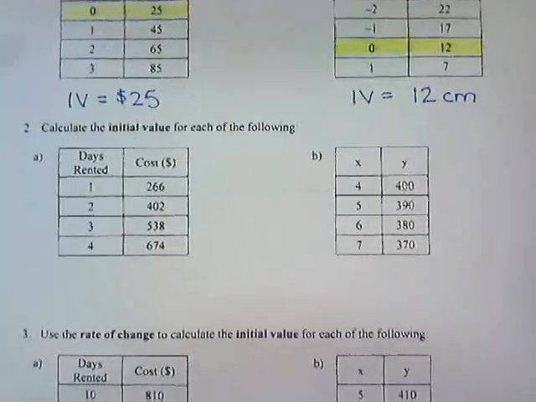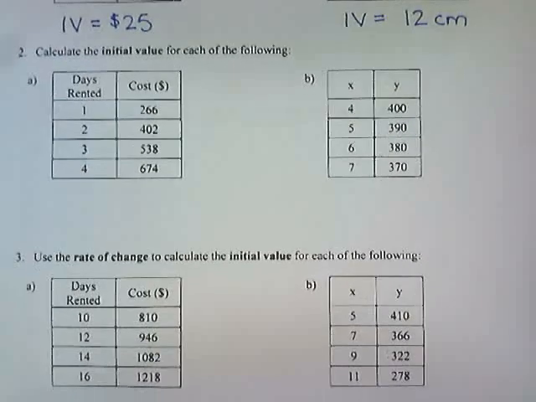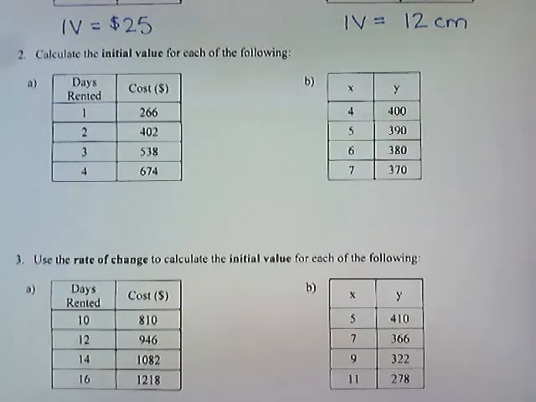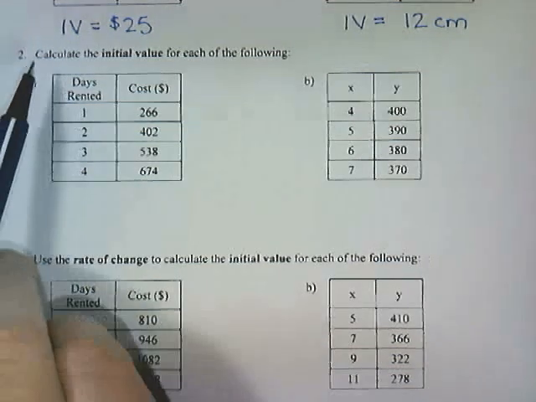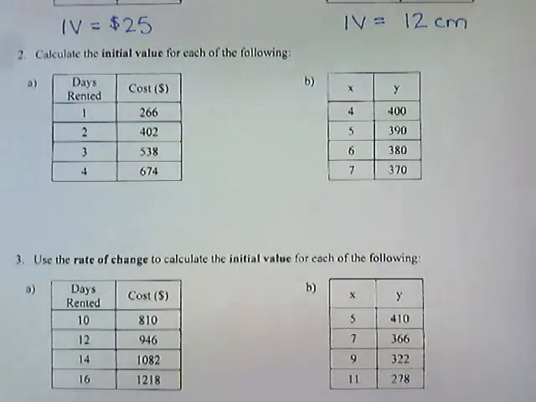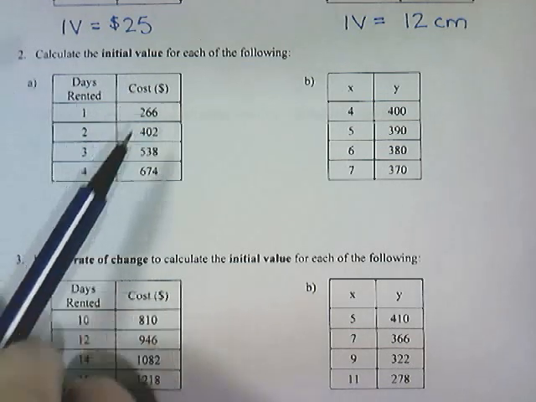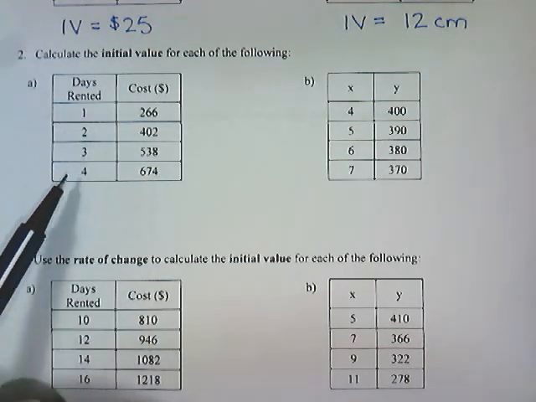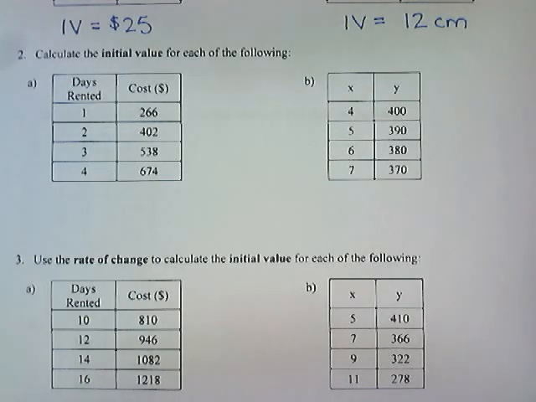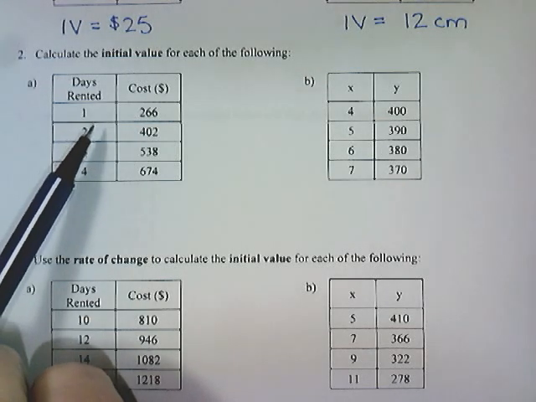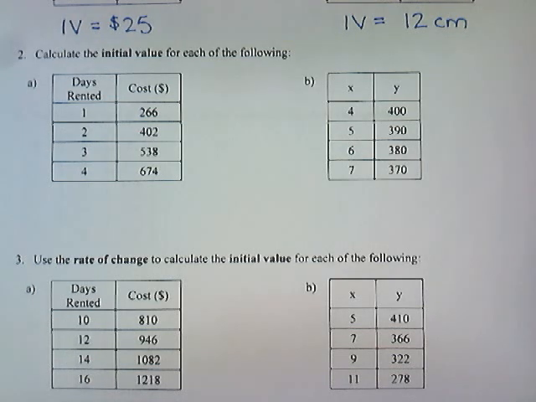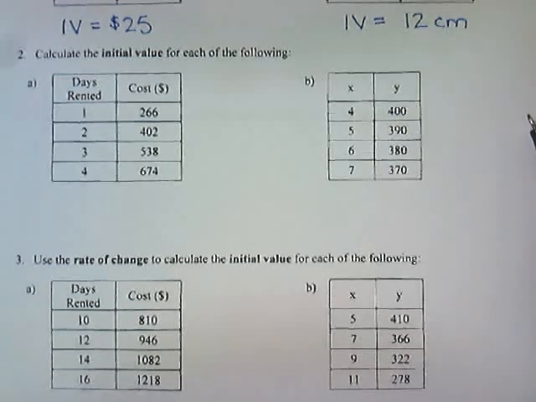In question number 2, we are going to look at some examples where we can't see term 0 in the table. So it says calculate the initial value for each of the following. We have days rented and cost. So I have 1, 2, 3, 4, and then I have the different costs up the side. Now the initial value is not just the first entry. The initial value would be term 0, and term 0 is not currently in my table. So what I'm going to have to do is pattern it out. And in order to pattern it out, it would help if I calculated the differences first.